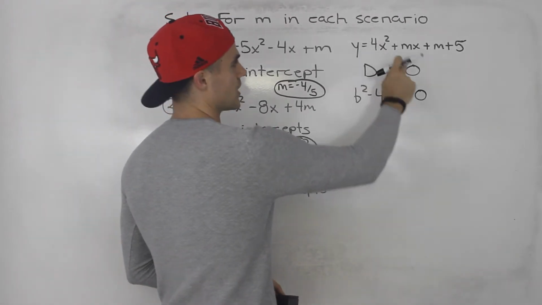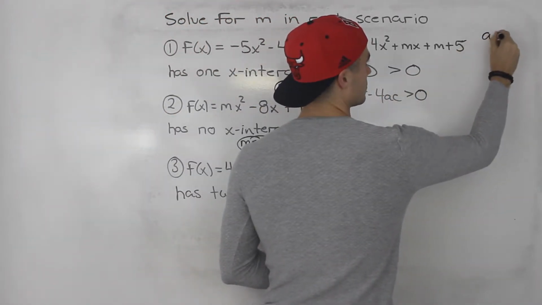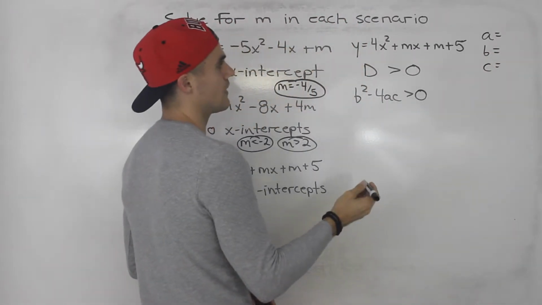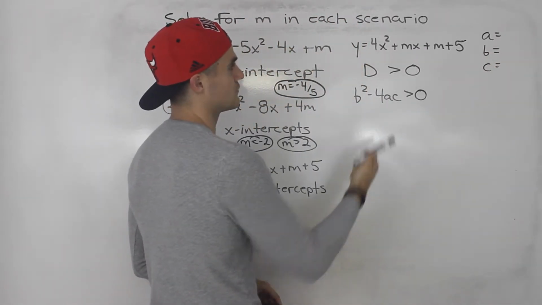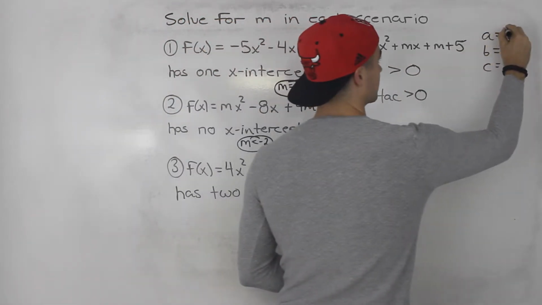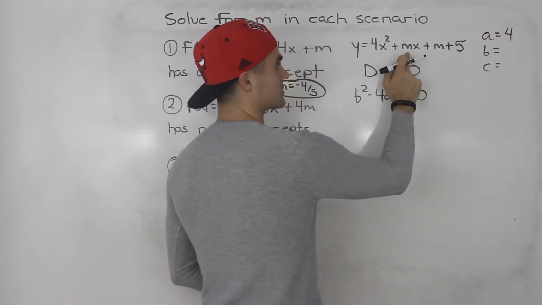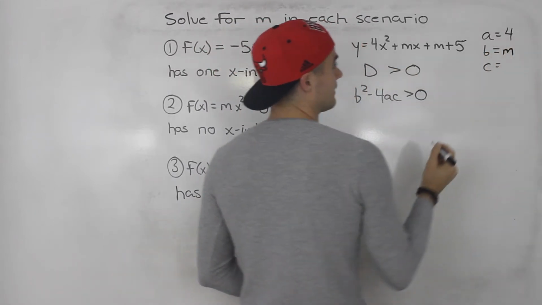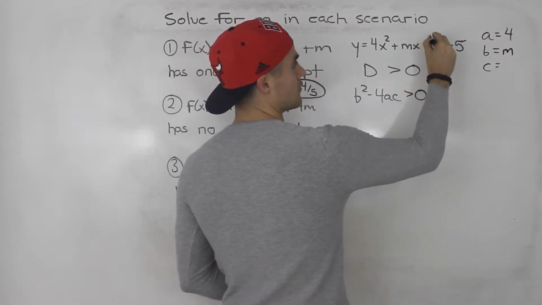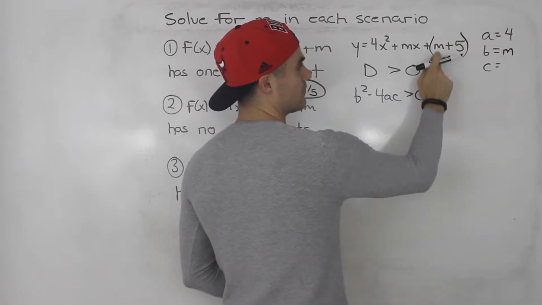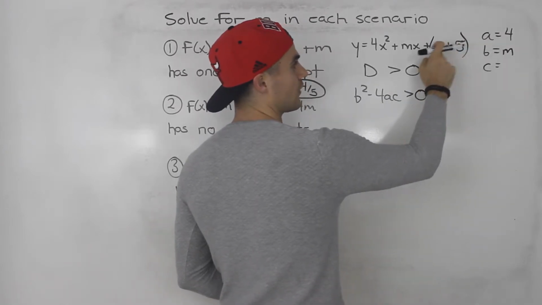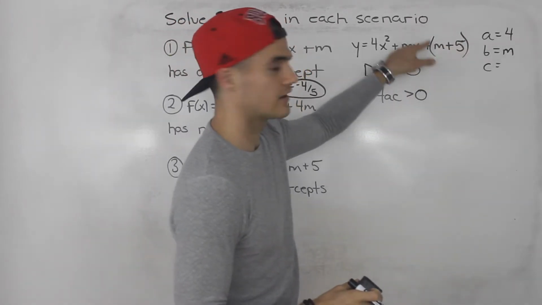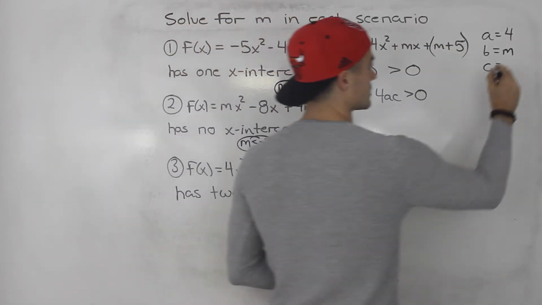So, looking at this quadratic here, what's the a value? What's the b value? What is the c value? So the a value is the constant that's in front of x squared, so 4. The b value is the constant that's in front of x, which is m in this case. And then the c value in this case is both of these here. M plus 5 is a constant. There's no variables in front of either. So that whole thing is the c value. So it's m plus 5.